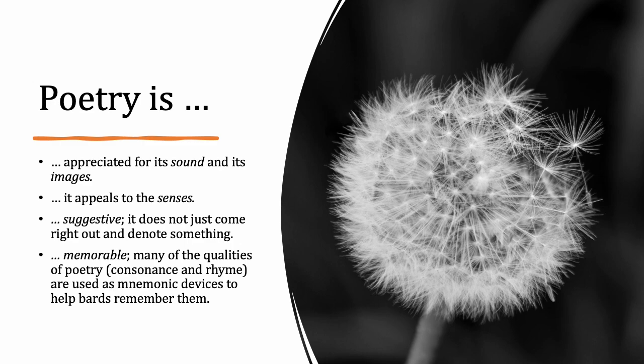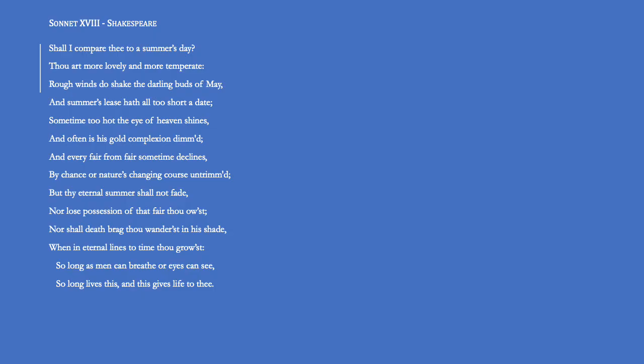And because of the way that the poetry is put together, in particular consonants and the rhyme scheme, many of these qualities of poetry are used as mnemonic devices to help the bards remember them. In other words, to help people remember them so they can recite them later. It is, in a sense, a carryover from pre-literate society. Let's listen to Shakespeare's famous 18th sonnet.